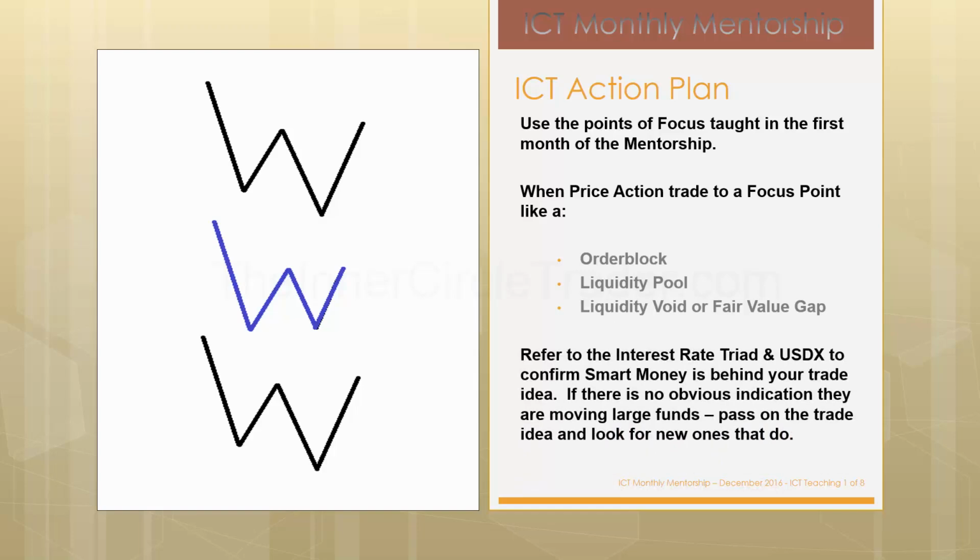This will confirm smart money is behind your trade idea. If there is no obvious indication that they are moving large funds, pass on the trade idea and look for new ones that do. So what do I mean by that? If you're looking to be a buyer of dollar, the interest rate market is going to show you the divergence that I showed here today with a failed higher high among all three. They should all be moving higher highs if the dollar is moving lower.